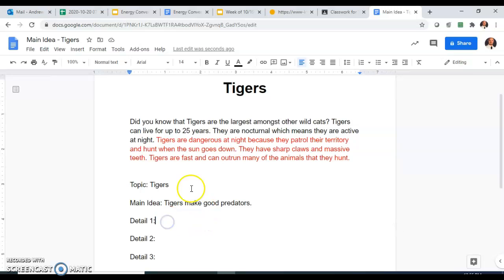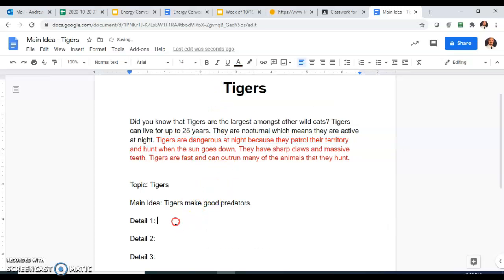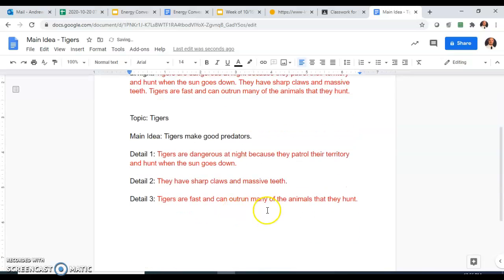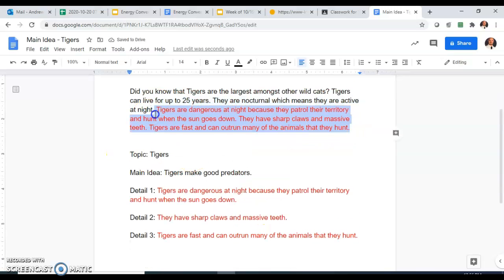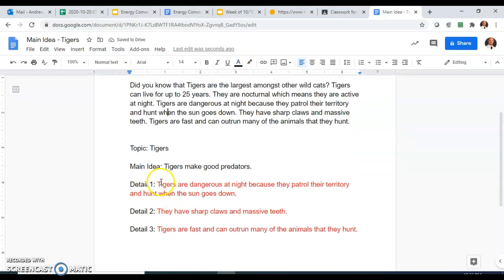So what I would need to do is put this information into the correct spots here. And I notice I have 3 details. They all have to deal with the same idea that tigers make for good predators. And so if I'm able to support my main idea with 3 details, I have enough. I've done my job, and I can support it to somebody who has read nothing about tigers, and I think that they would agree with me.